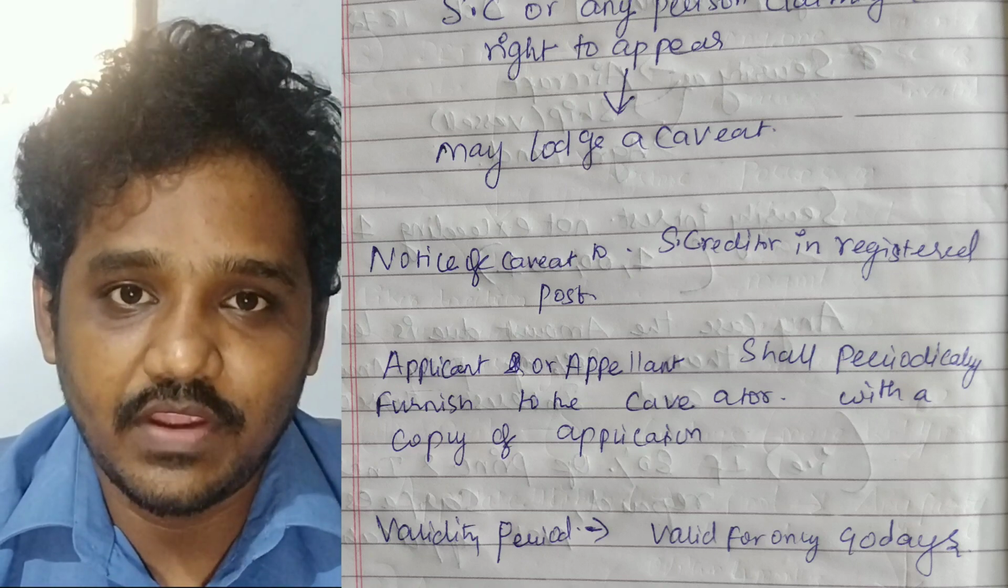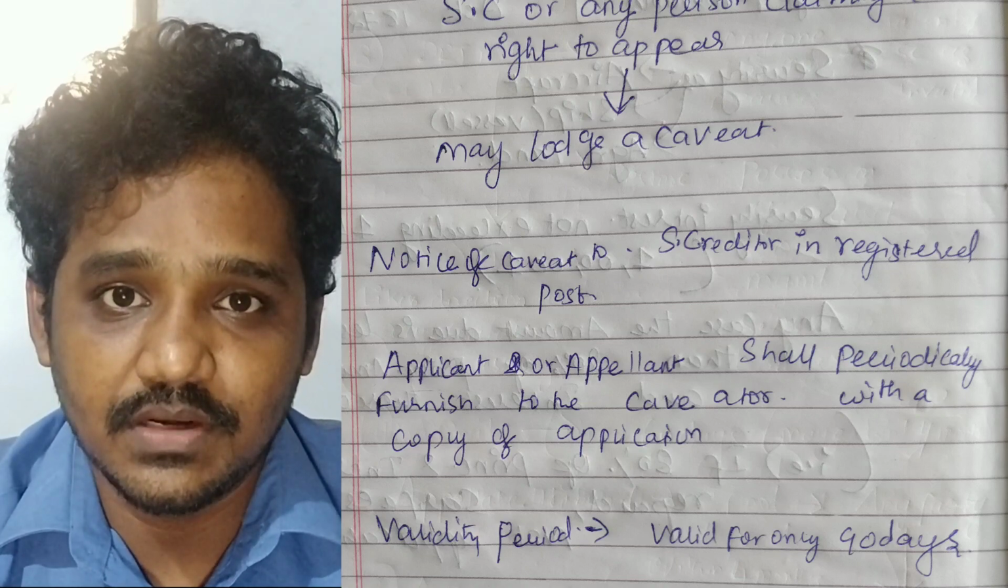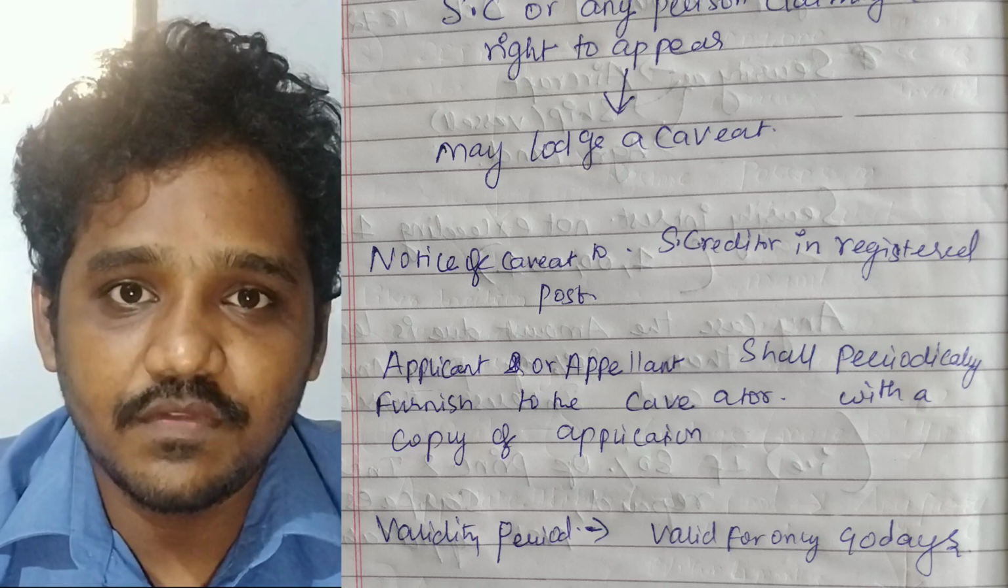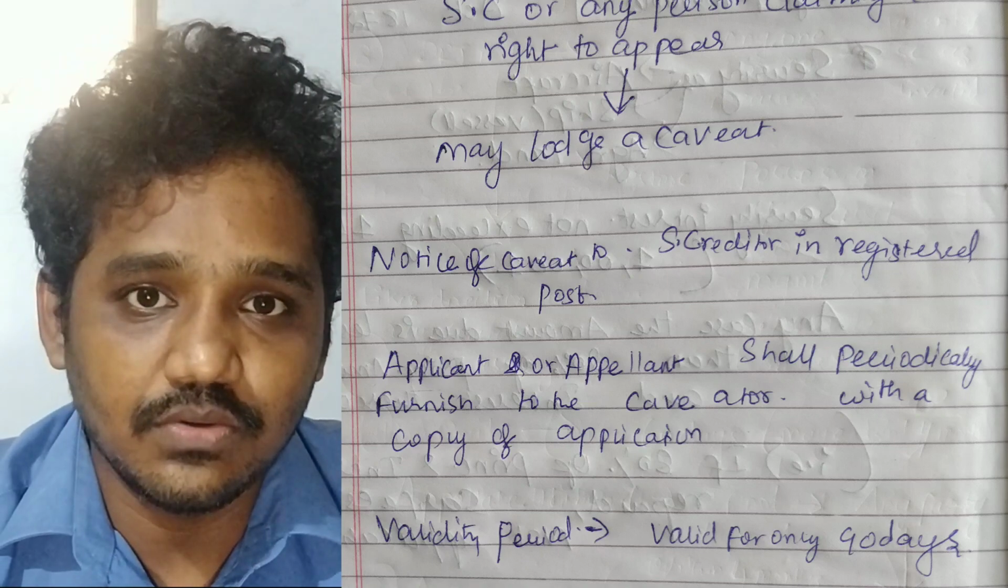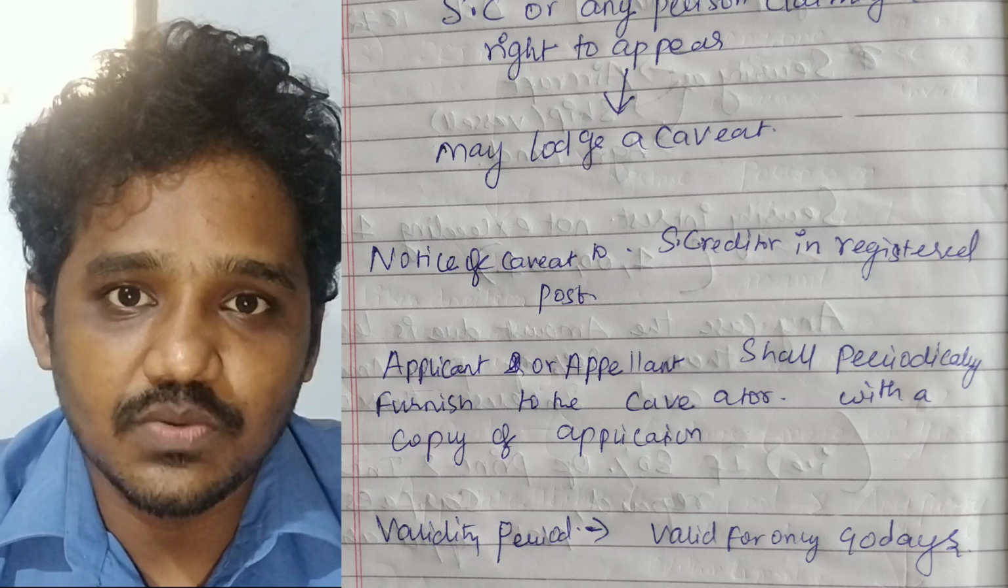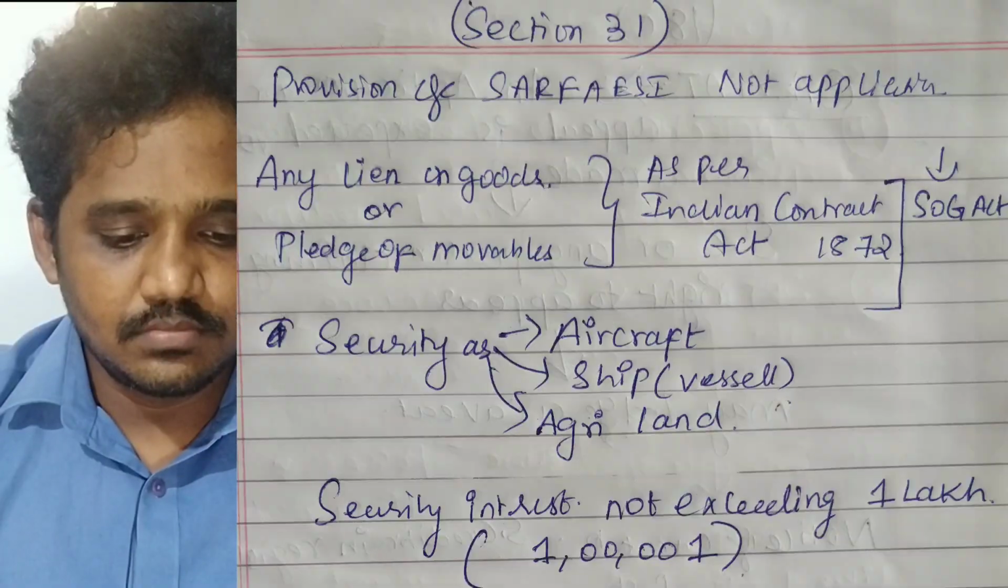That means if a caveator files an application, it is valid only for 90 days. During this period, if any of the parties files an application to the court, it will be considered; the duration is only 90 days.